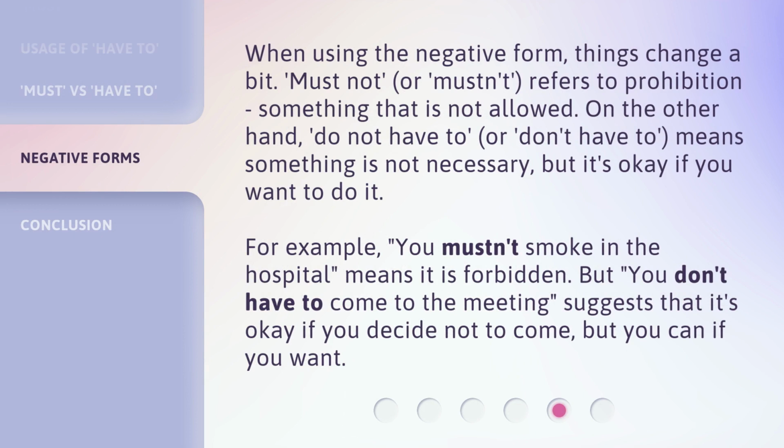When using the negative form, things change a bit. Must not, or mustn't, refers to prohibition, something that is not allowed. On the other hand, do not have to, or don't have to, means something is not necessary, but it's okay if you want to do it. For example, "You mustn't smoke in the hospital," means it is forbidden. But, "You don't have to come to the meeting," suggests that it's okay if you decide not to come, but you can if you want.